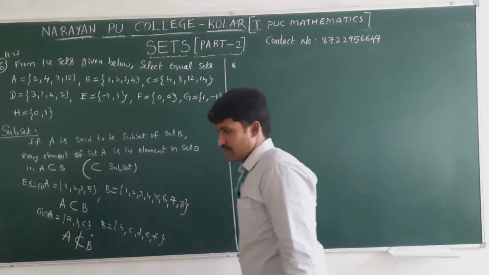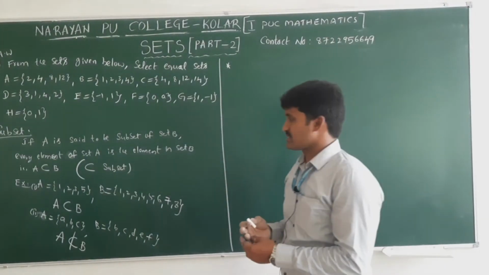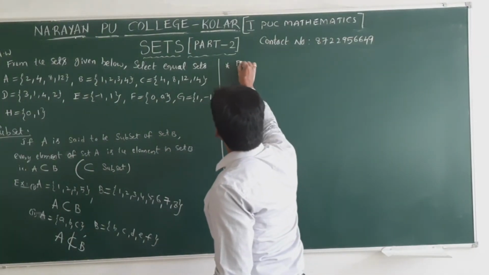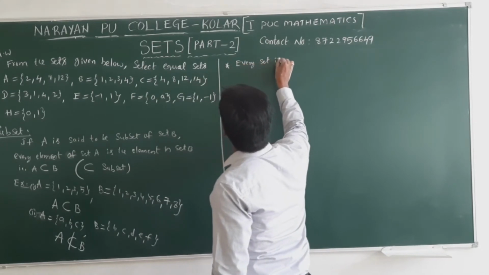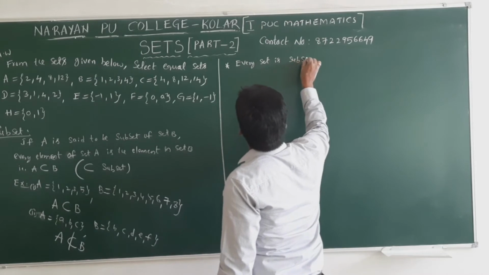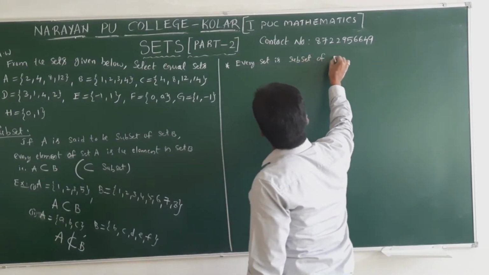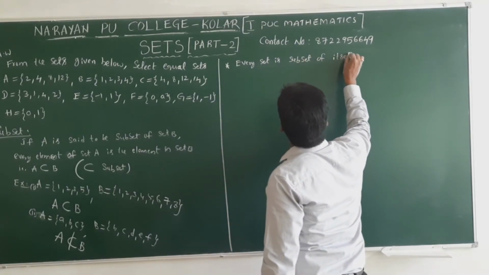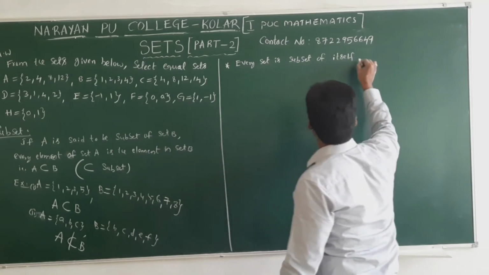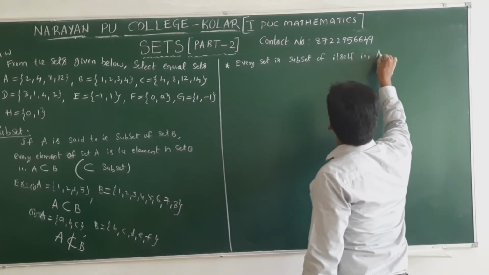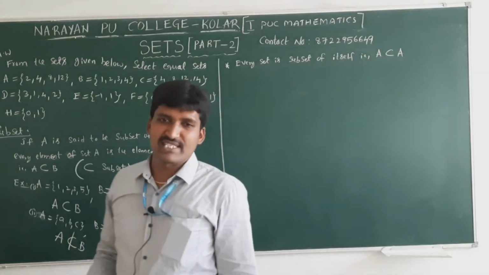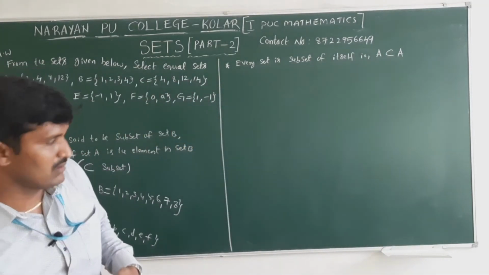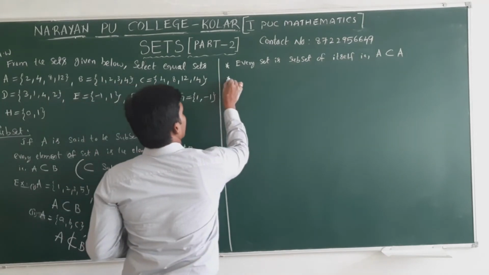Now from this, what can we define condition-wise? Every set is a subset of itself. That means A we can take as a subset of A. Every set is a subset of itself. Clear?